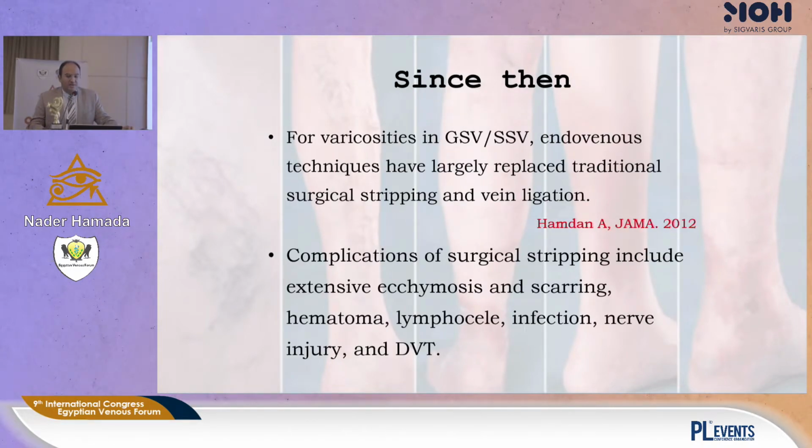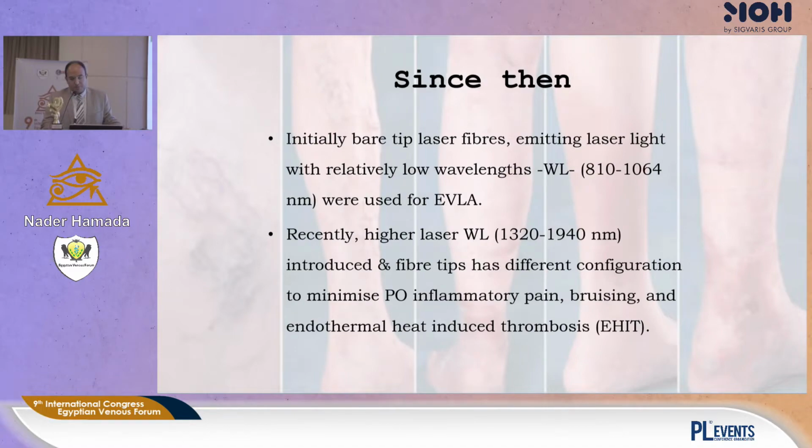For varicosities in the great saphenous vein or short saphenous vein, endovenous techniques have largely replaced traditional surgical stripping and vein ligation. This is because of the complications of surgical stripping, which include extensive ecchymosis, scarring, hematoma, lymphocele, infection, nerve injury, and DVT. While recent research has shown that DVT is not really different from surgery to radiofrequency, for example.